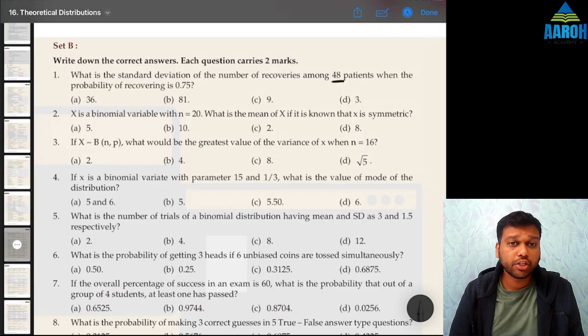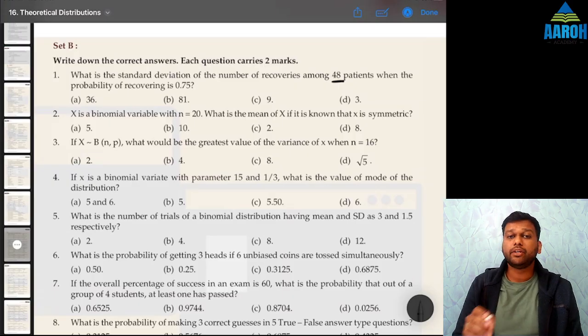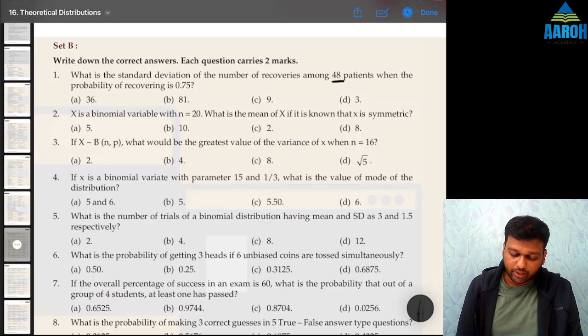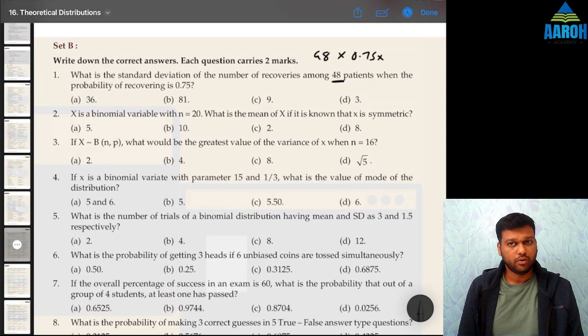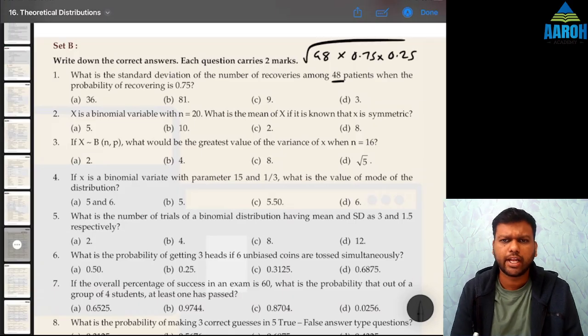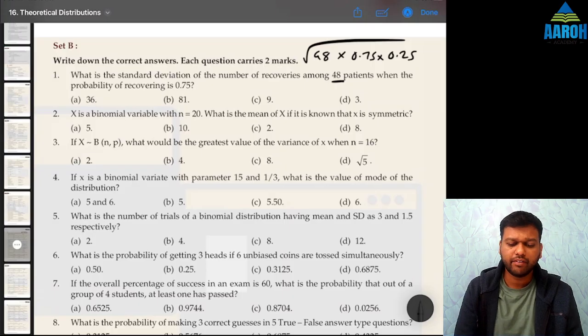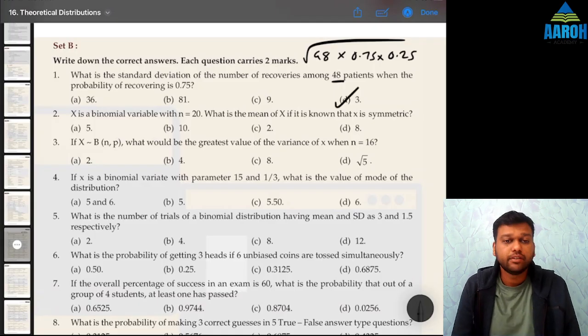What is the standard deviation of a binomial distribution? It is the square root of NPQ, right? N is 48 patients, P is 0.75, and Q will be 1 minus 0.75, so 0.25. Just take on your calculator, 48 into 0.75 into 0.25, that is 9. The square root of 9 will be 3.